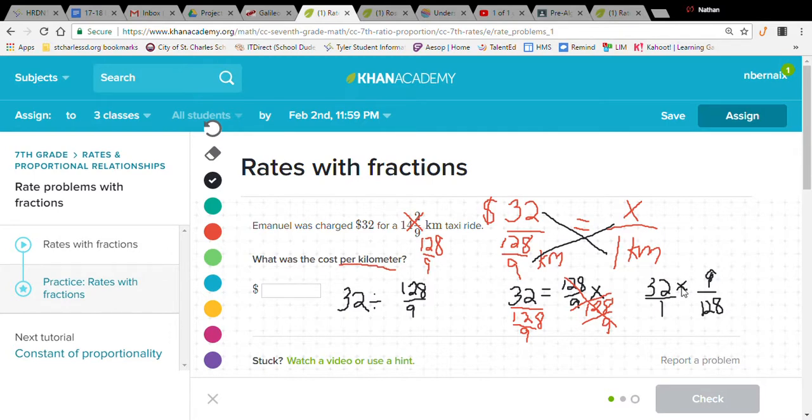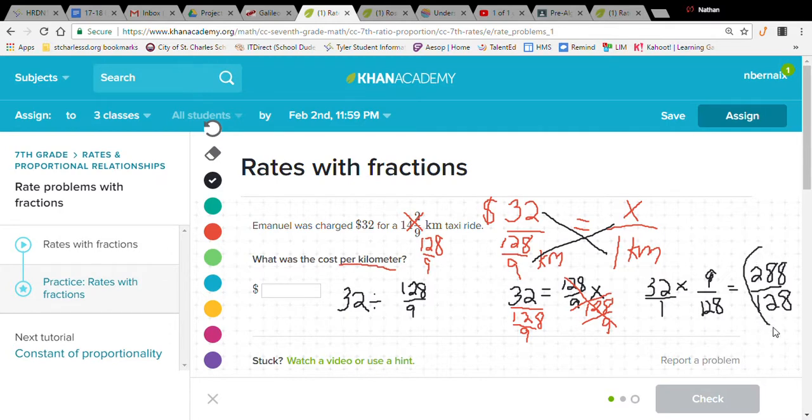Now all you have to do is multiply across. So when I do 32 times 9, I get 288, over 1 times 128, which is just 128. So that's my answer: 288 over 128.